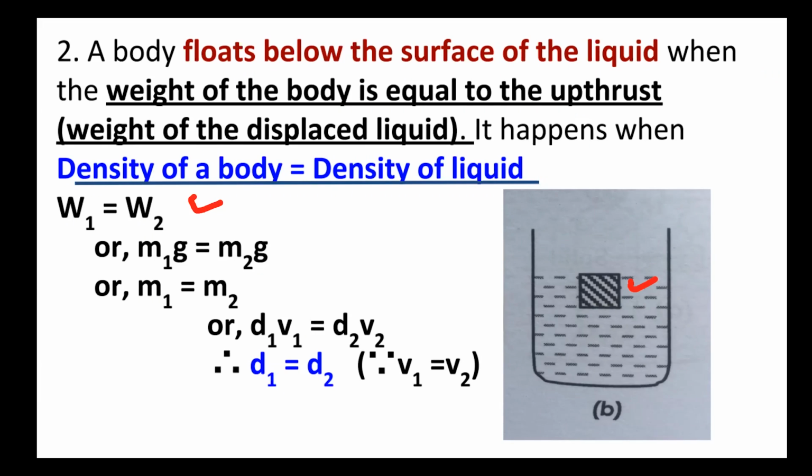And in this case, the whole portion of the body is immersed inside the liquid, meaning V1 is equal to V2, right? That means finally we have D1 is equal to D2, because already we have D1 V1 is equal to D2 V2. Understood? Now in this way also, a body floats just below the surface of water. That means we do not see any part out of the liquid. So in this case, the densities of both substances, liquid and body, are equal.